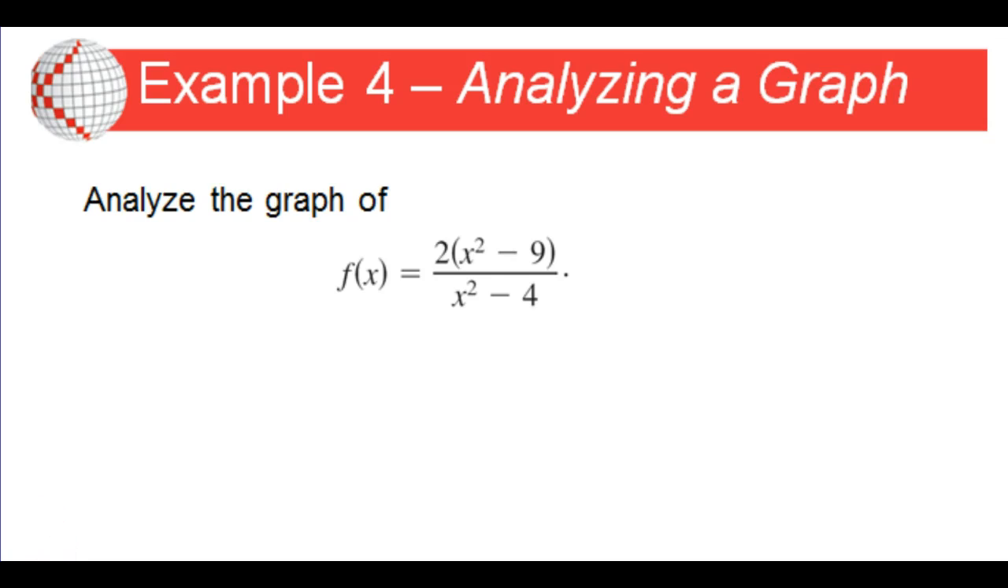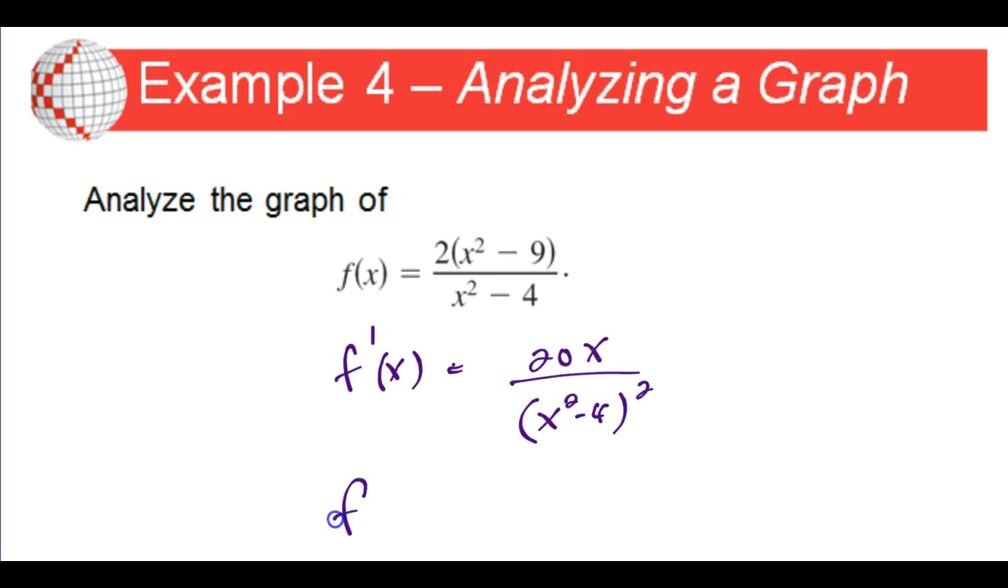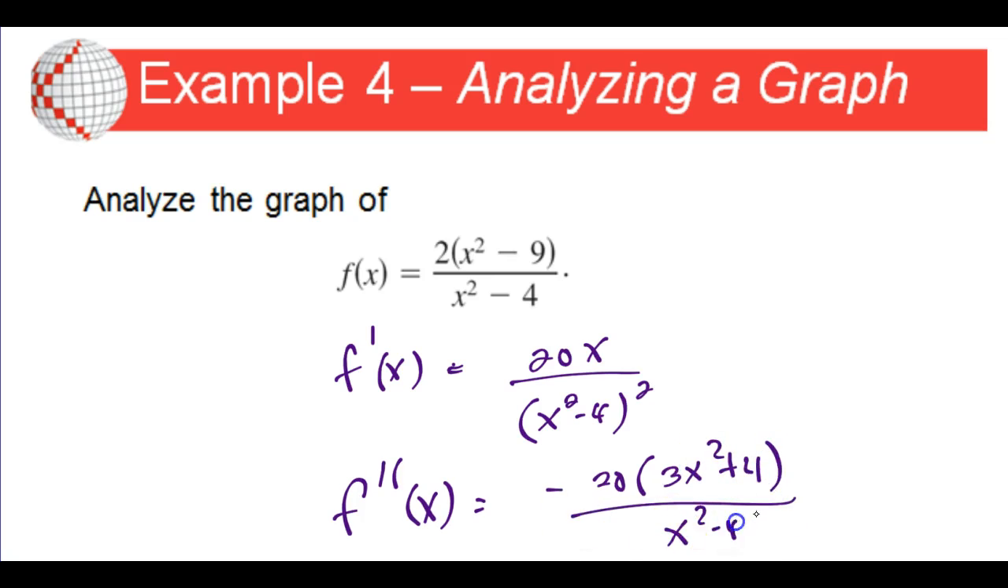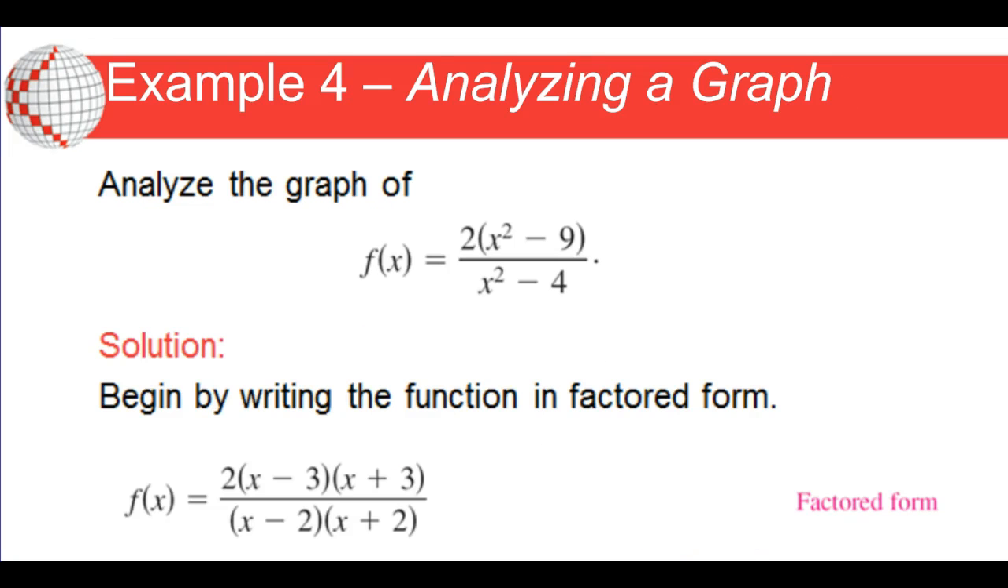There's 2 more examples, example 4 and example 5. And again, I would strongly recommend you practice your derivative. Go ahead and pause the video here, see if you can't find the first derivative. I'll give you the answer for it, and if you can't get this for the first derivative and work it out, then shoot me an email. The second derivative for this would be negative 20, 3x squared plus 4 over x squared minus 4 cubed. So go ahead and find the critical values from that and plug this in.